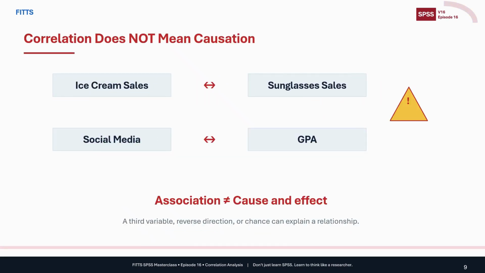One of the biggest mistakes researchers make is assuming that correlation proves cause and effect. Finding a relationship simply means the variables change together. It does not tell us that one variable caused the other. Always avoid making causal conclusions from correlation alone.